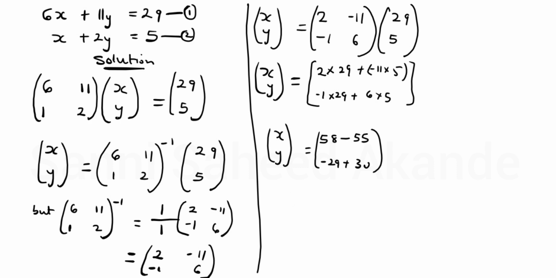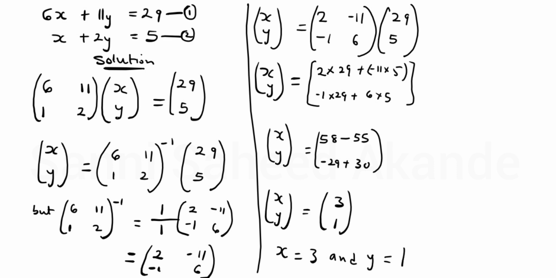Okay, so we have x, y equal to 58 minus 55, which is 3, and minus 29 plus 30, that is 1. So as you can see, our x is now equal to 3 and y is equal to 1. So this is how to use matrices to solve simultaneous equations. I'm going to take another example for you to understand it better. All right, so let's continue.